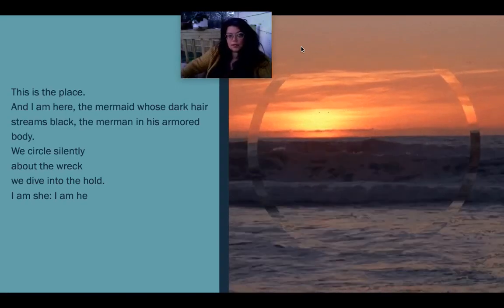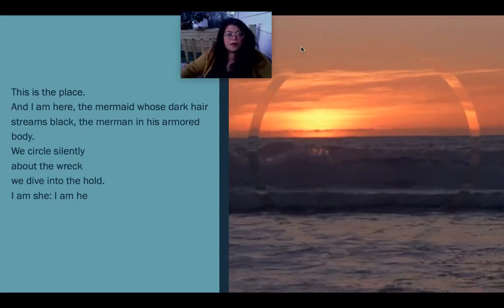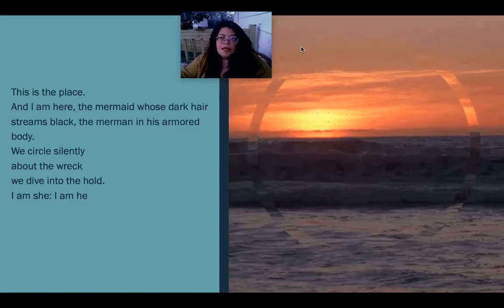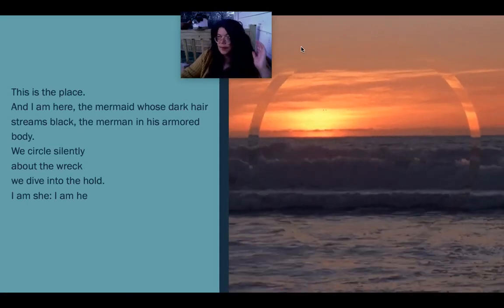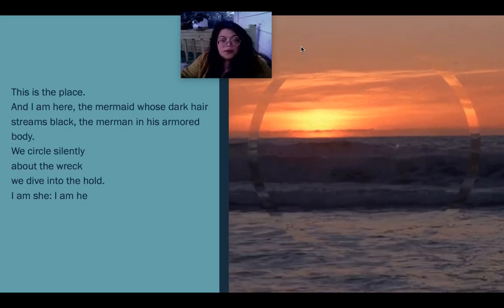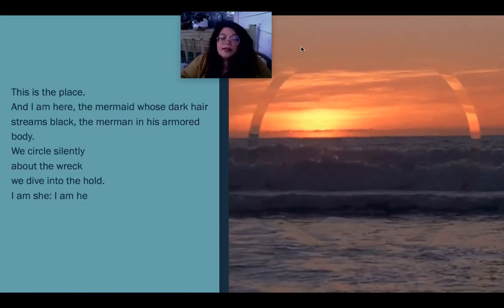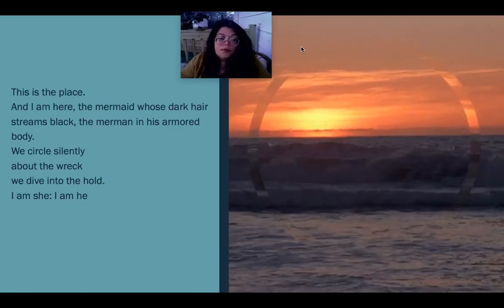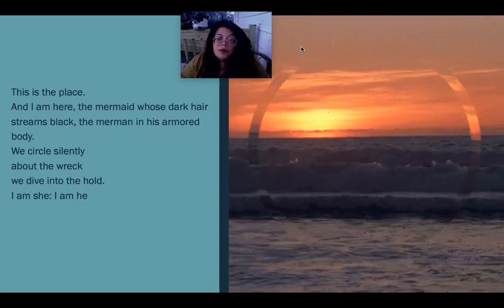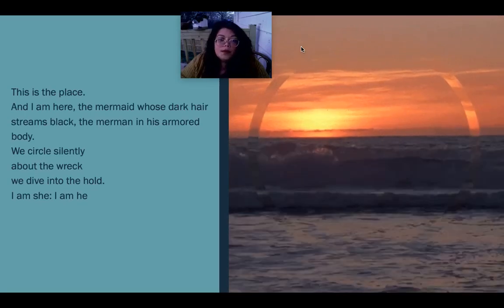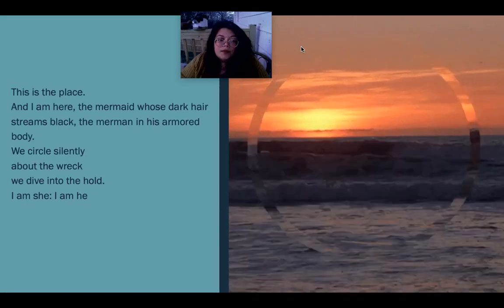So for me, I can read this, and it's definitely when the poem gets its most bizarre and unfamiliar. But here, now that we're facing the wreck together, maybe I am becoming two, but also one and the same. I'm becoming comfortable with all facets of my identity, because no one person is wholly feminine and no one person is wholly masculine, right? I am both the merman and his armored body whose hair streams black.